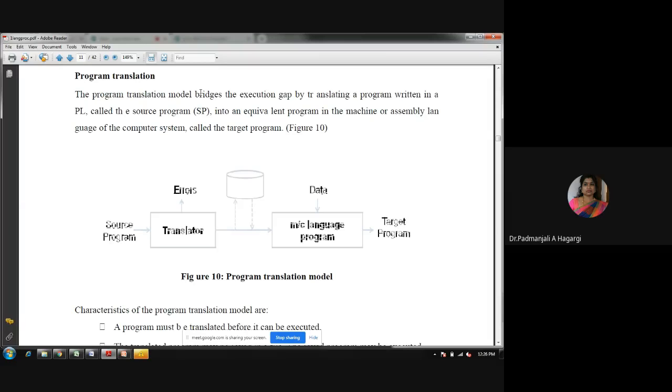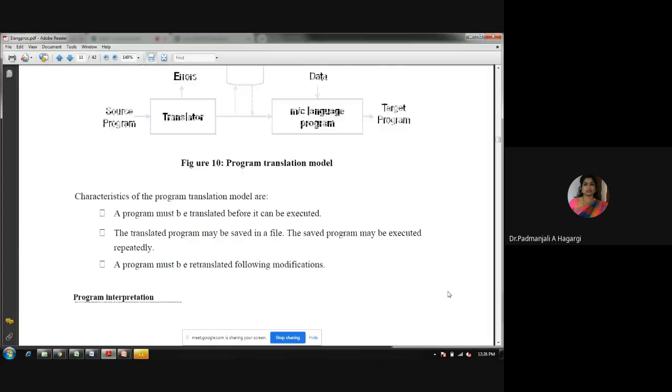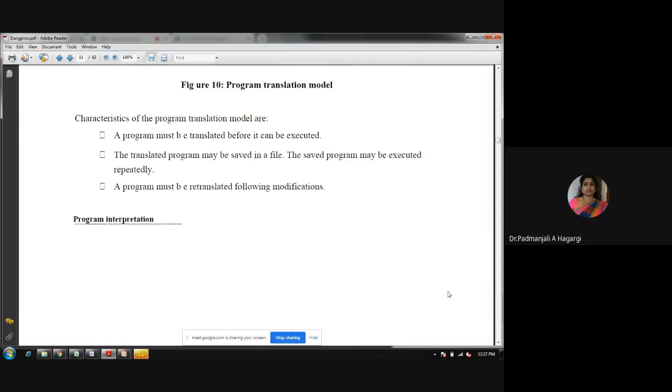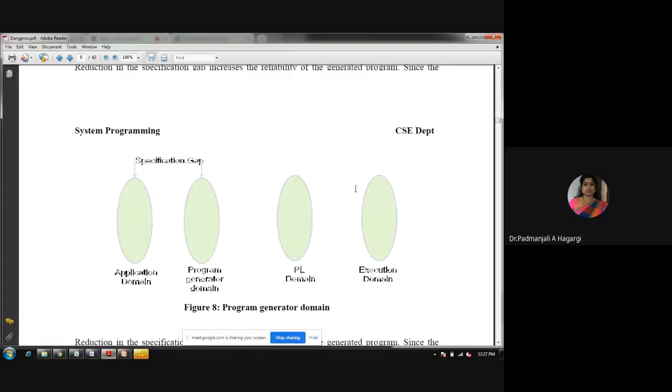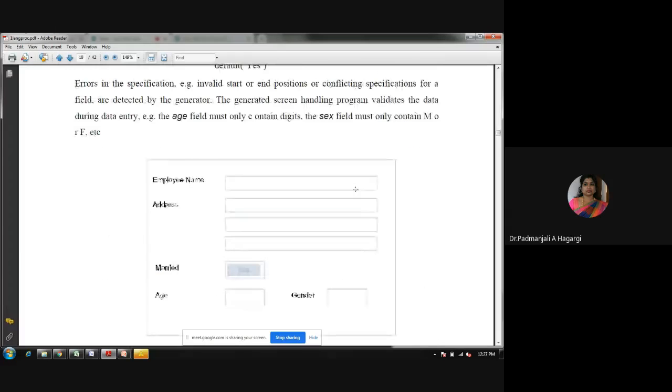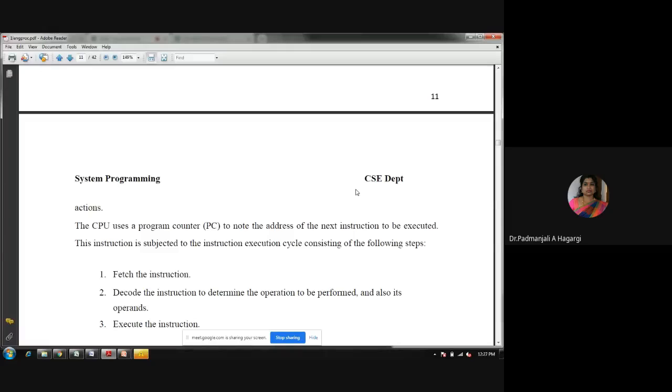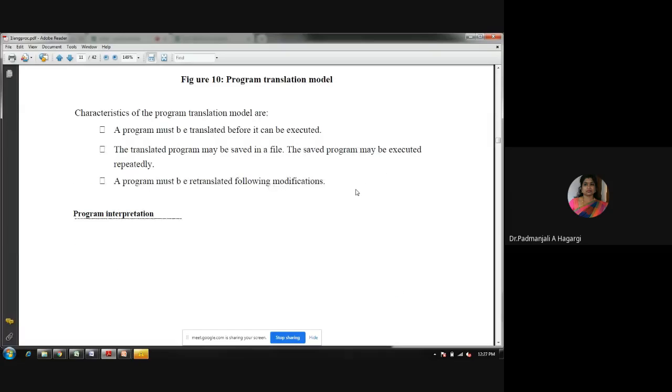That is what the program translation is, and this happens based on the language we made choice of. So the characteristics of the program translation model: a program must be translated before it can be executed. The translated program may be saved in a file. The saved program may be executed repeatedly.